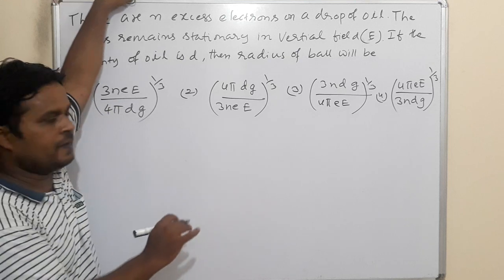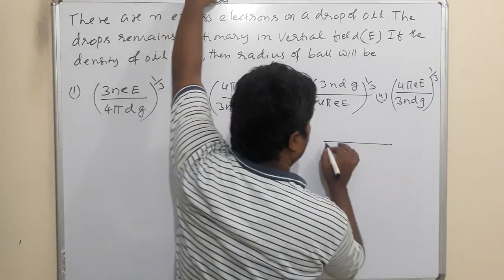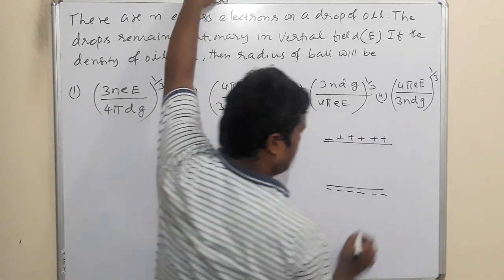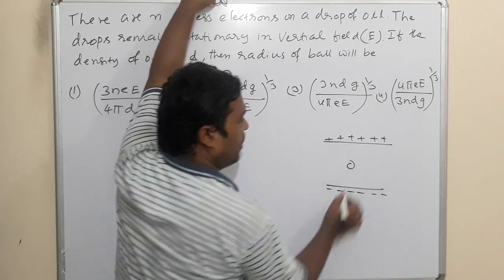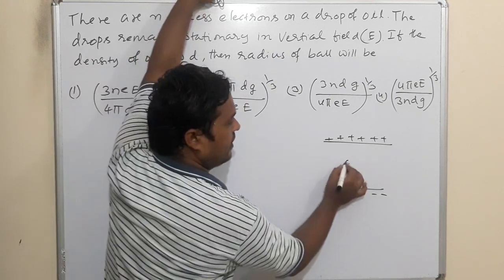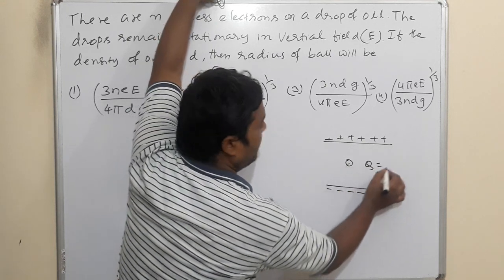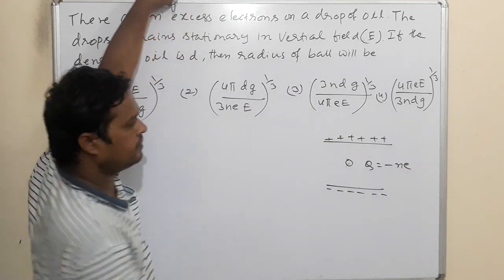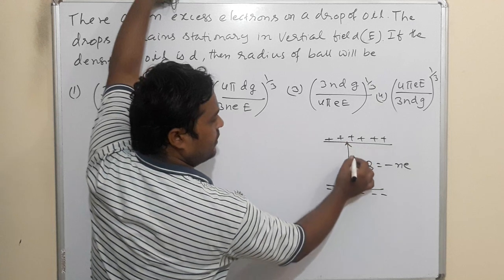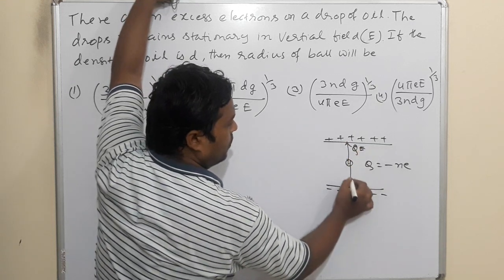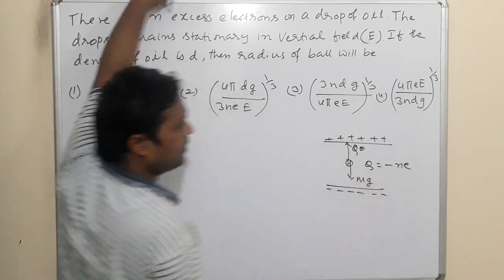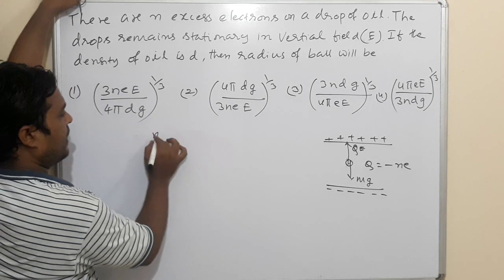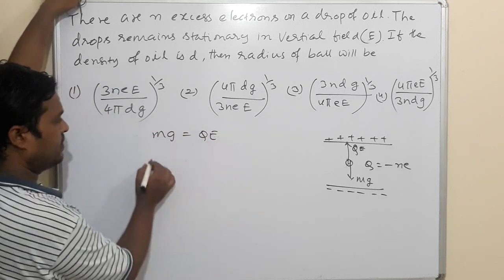Okay, noted the question. See, what they are saying is, this is a plus plate, positively charged plate. This is a negatively charged plate. A spherical ball is hanging, remaining stationary. It is remaining stationary means it is having some extra electrons N. That means it should have a negative charge of Ne. Then upward force acting on this will be Q into E. Downward force acting on this will be mg. If it is remaining stationary means QE must be equal to mg, or I can write mg is equal to Q into E.